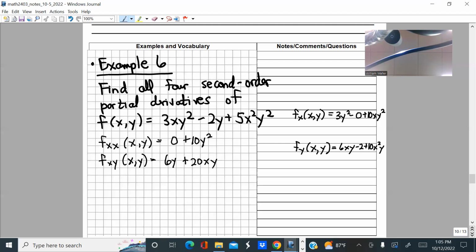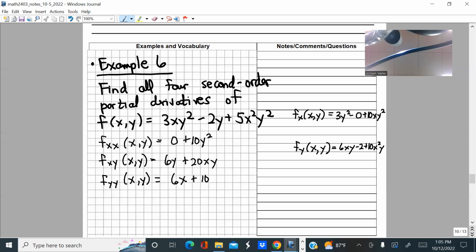Not bad. Now let's see, what was the partial derivative with respect to y, twice? So let's do this one, but now with respect to y. So I get what? 6x, right? This is 0. This becomes what?